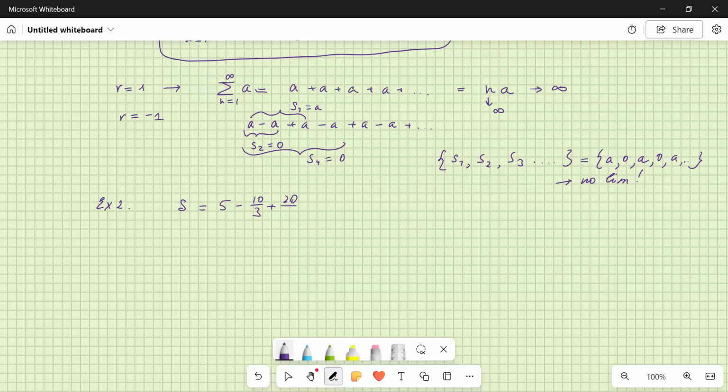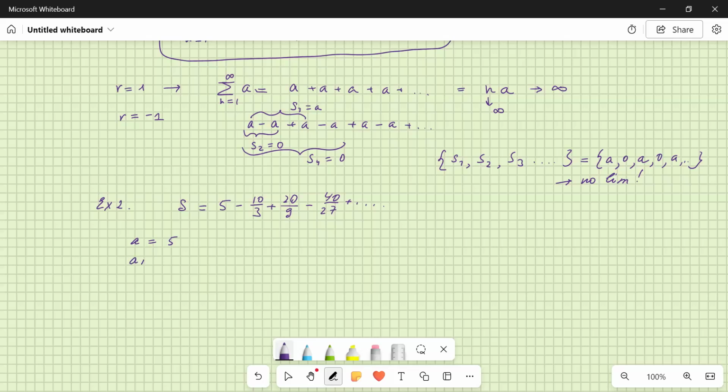20 over 9 minus 40 over 27 and so on. So the series is given like this. We'll need to figure out whether it has a limit or not, and whether it is possible to find the sum. First, we'll need to figure out how the series is built. What we see is that the first term here, a, is equal to 5. Is it actually a geometric series? A geometric series is going to have a constant ratio between terms.